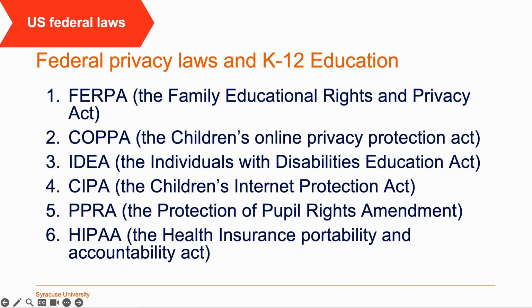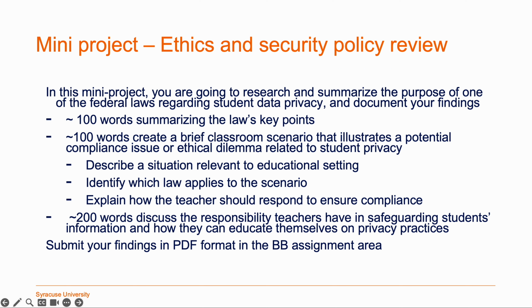The next activity is going to be based on federal privacy laws in K-12 education, specifically in the context of the US. These are some federal laws that are currently available. There is a PDF on the Blackboard page that you can access that has the description for each law. Your mini project would be: you can choose one federal law, summarize the purpose and that law's key points, and create a brief classroom scenario.